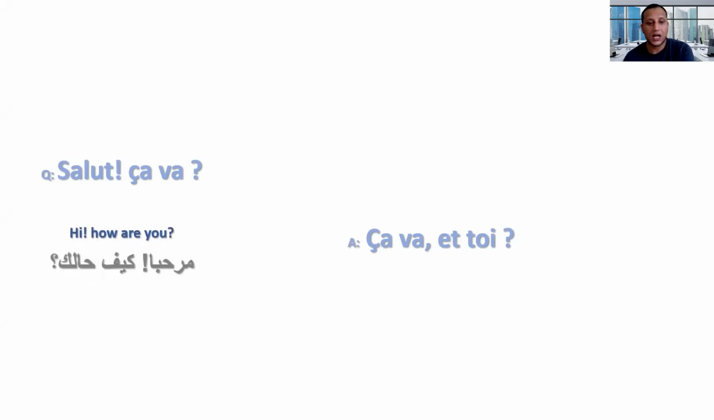Okay, hi, how are you? In Arabic, مرحبا, كيف حالك? Ça va et toi? I'm fine, and you? In Arabic, أنا بخير, وأنت? Okay, here, notice that we use ça va both to ask how someone is doing and to answer the question. We use the same phrase, ça va. Let's move to other.